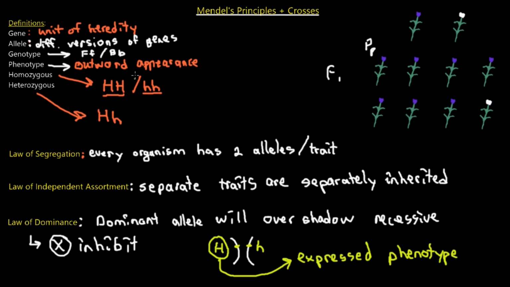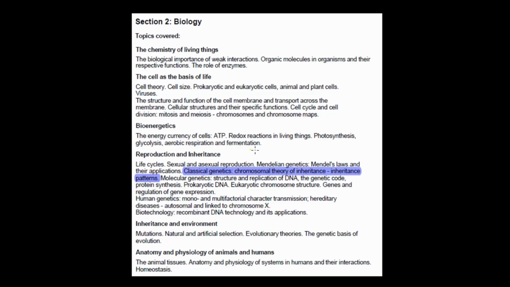So these are the three laws that Mendel came up with in terms of his garden peas experiment. And in the later lectures, we're going to take a look at modifications of these laws that we use today. So this concludes our lecture on Mendelian genetics. And in the next one, we're going to take a look at classical genetics, which includes the chromosomal theory of inheritance and inheritance patterns.